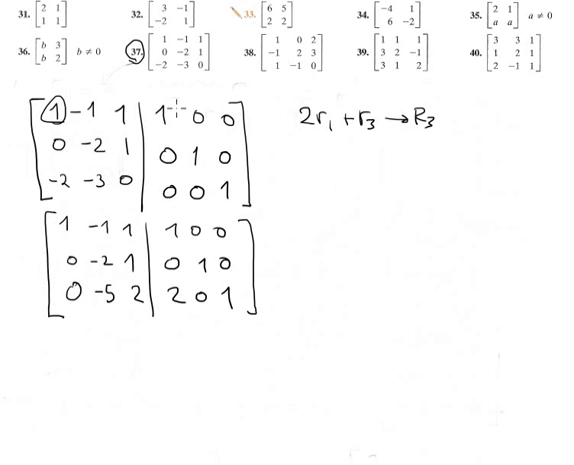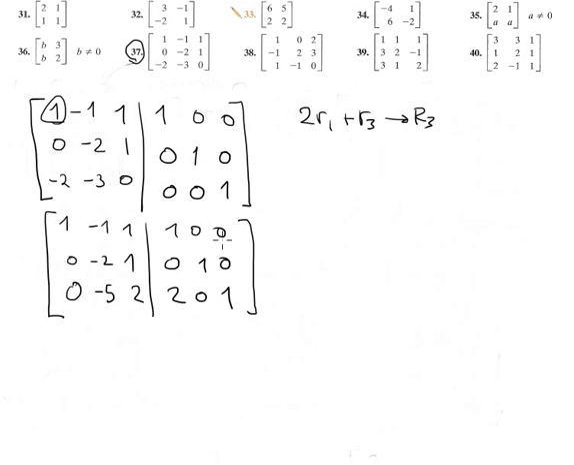Because 2 times 1 is 2, 2 minus 2 is 0, 2 times negative 1 is negative 2, and negative 3 is negative 5, 2 times 1 is 2, plus 0 is 2, 2 times 0 is 0 plus 0 is 0, and 2 times 0 is 0 plus 1 is 1. Now let's continue.